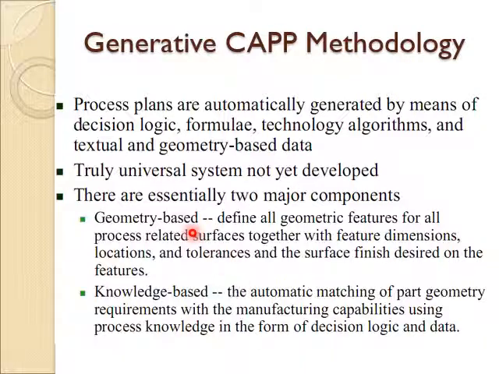In geometry-based planning, we use the geometrical features for process planning, such as location, tolerance and surface finish. These are the parameters. In knowledge-based planning, we use the part geometry requirements with manufacturing capabilities using process knowledge. Whoever has knowledge of the manufacturing process, we get that data in the form of decision logic and data.